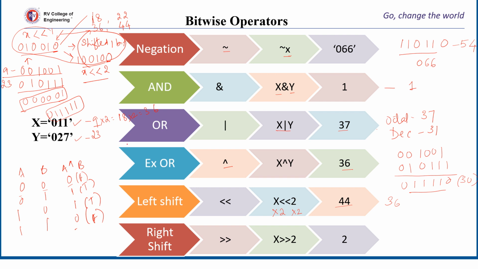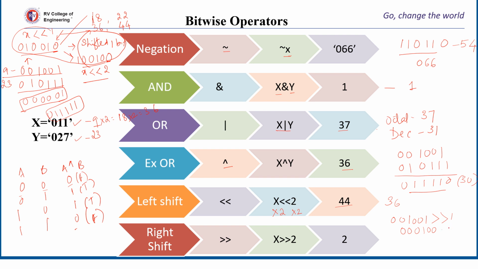Fine. Similarly, right shift is shifting the bit positions towards the right. Okay, we'll just see how that works. So I have x as 0 0 1 0 0 1. When I perform a right shift by 1, how will this look? 0 0 0 1 0 0.